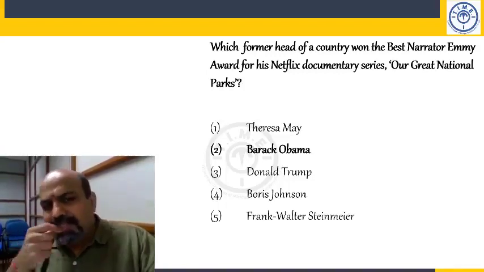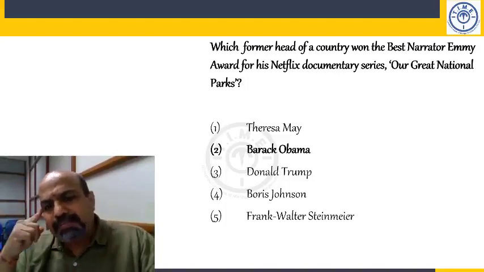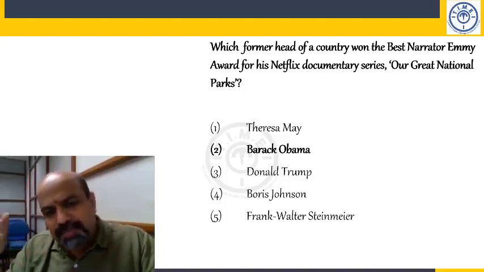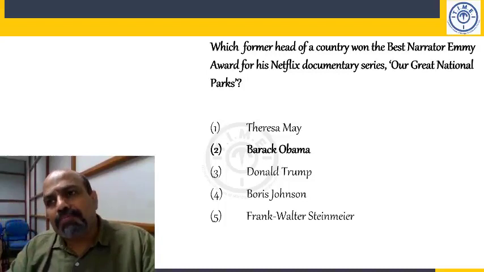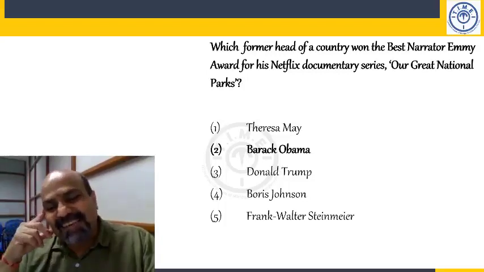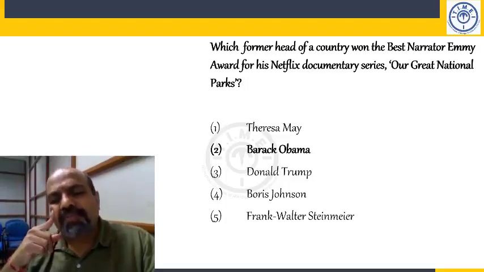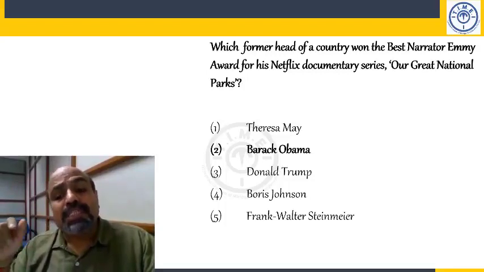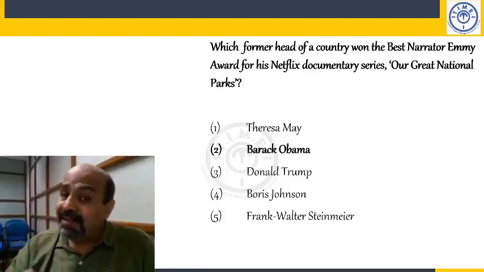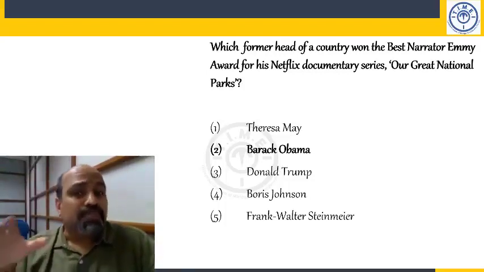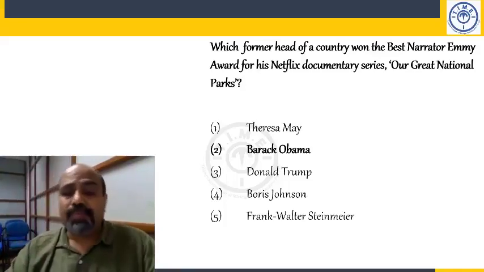Yeah. Who are these guys? Theresa May, ex-PM of Britain. Donald Trump, ex-president of the US. Boris Johnson, like May, is a former Prime Minister of Britain. Frank Walter Steinmeier, choice 5 is relevant. President of Germany.